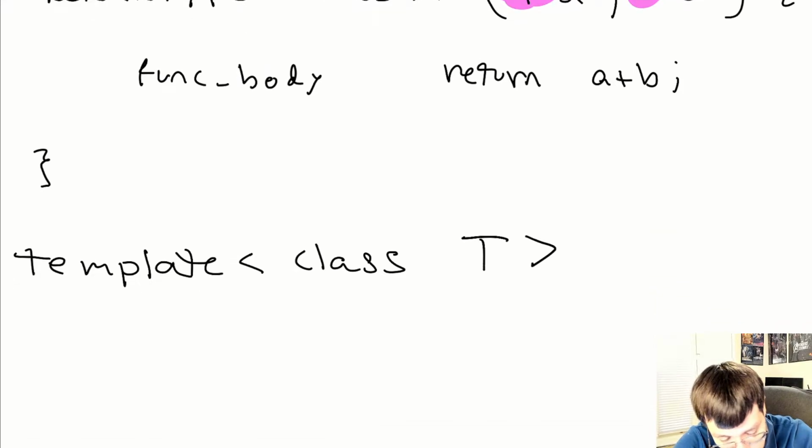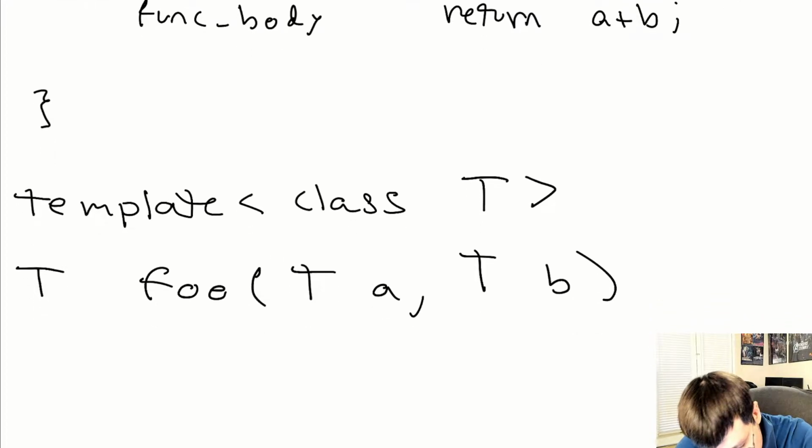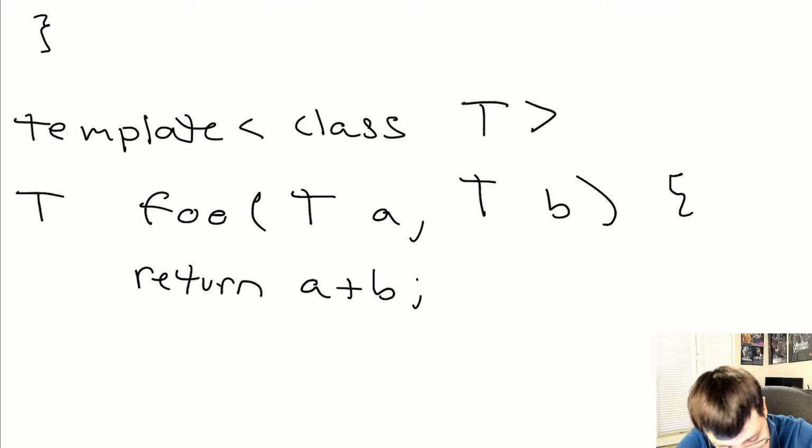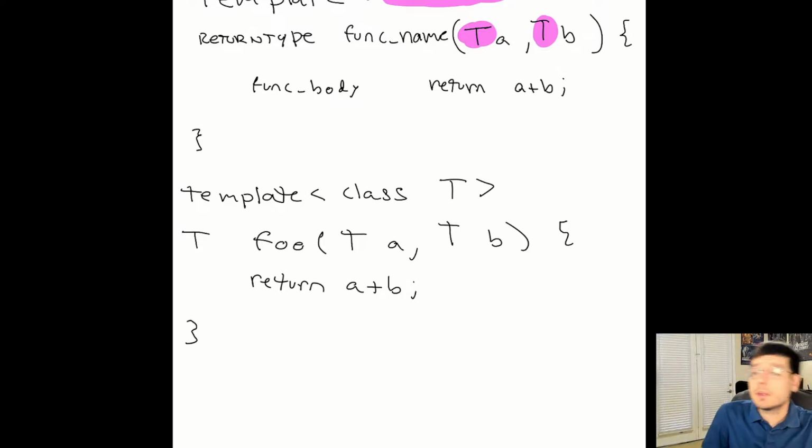So, in that case, let's make it a templated return. So I can put a T there. Foo, TA, TB, or not TB. That's the question, right? A plus B. And return it like that. Okay, so that's an example of a templated function.